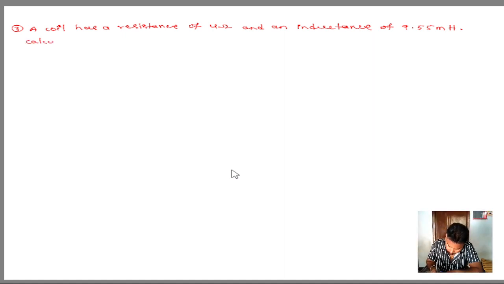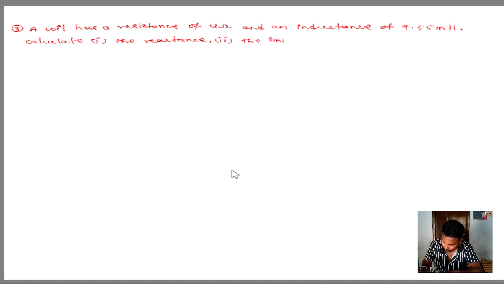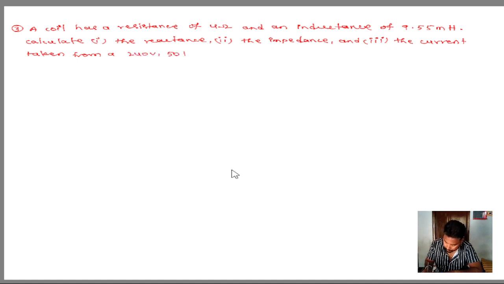Calculate first bit, the reactance, and second bit, the impedance, and third bit, the current taken from a 240 volts, 50 hertz supply.